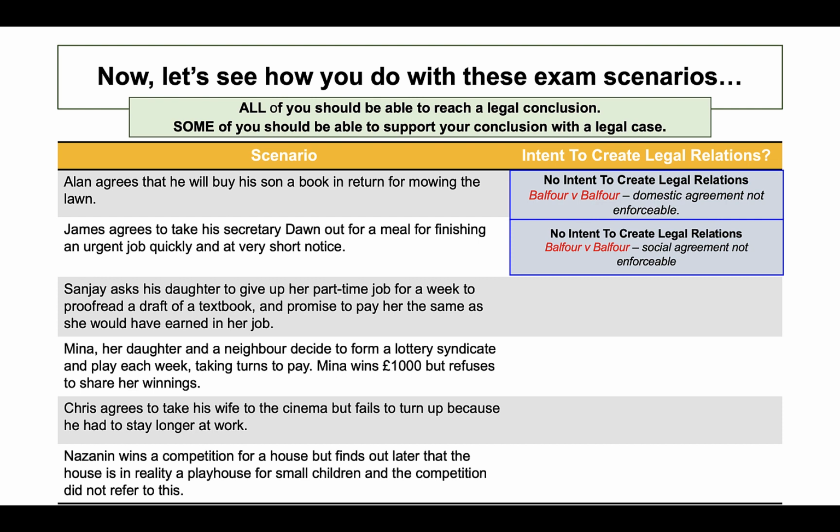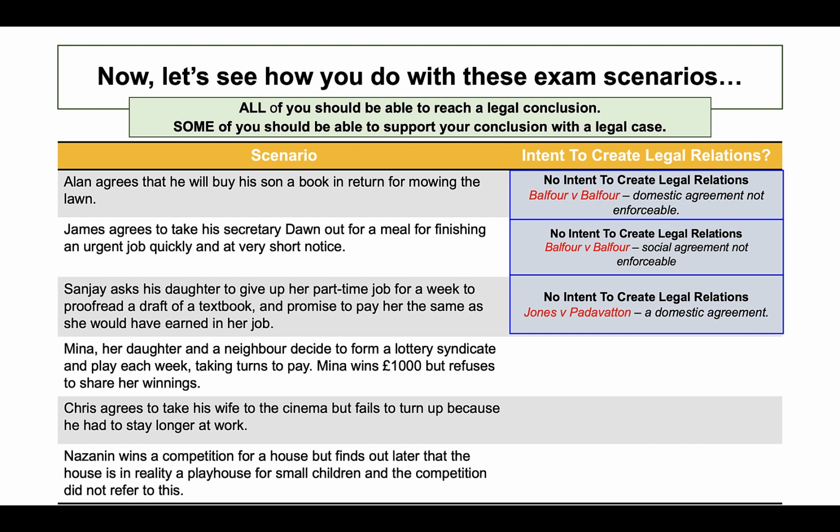Sanjay asks his daughter to give up her part-time job for a week to proofread a draft of a textbook, and promises to pay her the same as she would have earned in her job. I was certainly trying to draw a parallel here to the Jones and Padavatten case. We have, I'm afraid, no intent to create legal relations, much like that case, which involved the mother and the daughter, and that would be the same here.